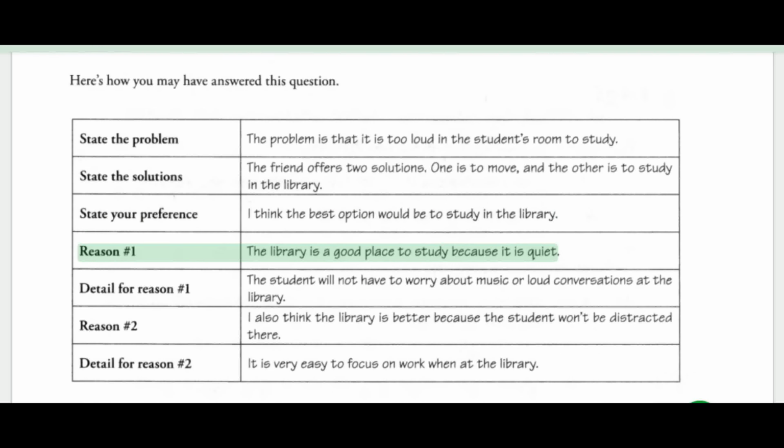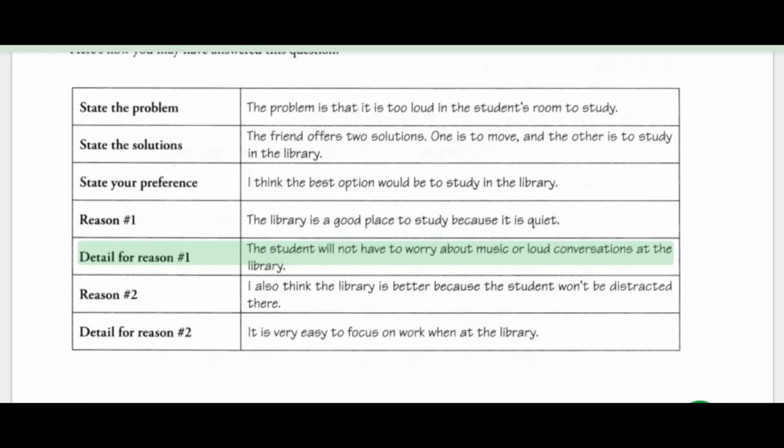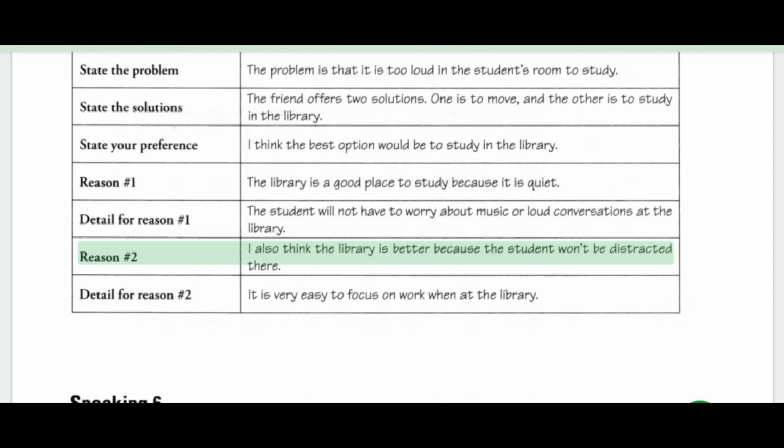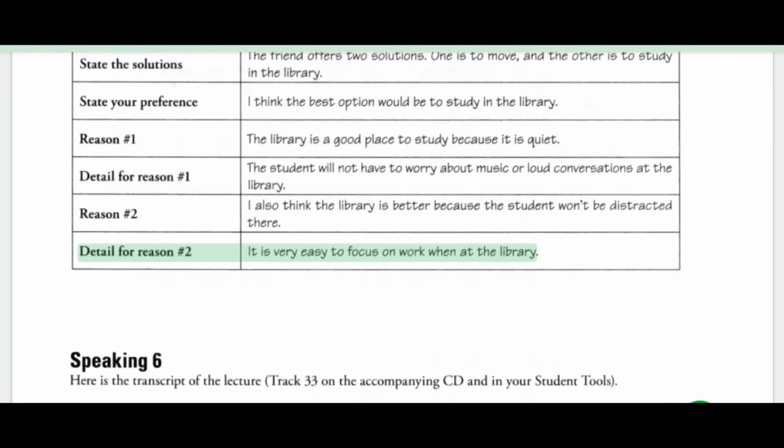Reason number 1. The library is a good place to study because it is quiet. Detail for reason number 1. The student will not have to worry about music or loud conversations at the library. Reason number 2. I also think the library is better because the student won't be distracted there. Detail for reason number 2. It is very easy to focus on work when at the library.